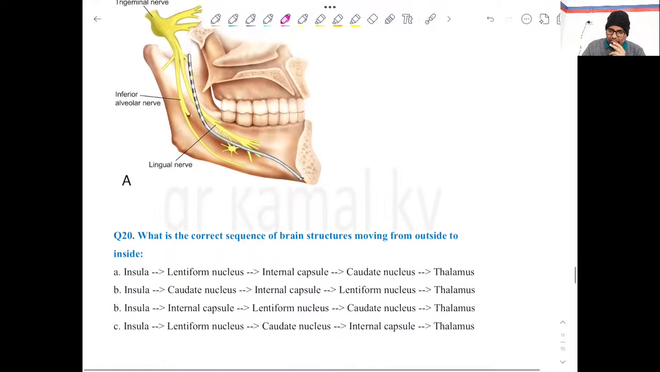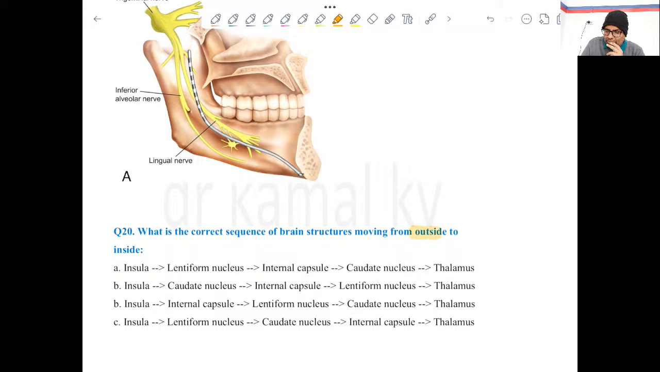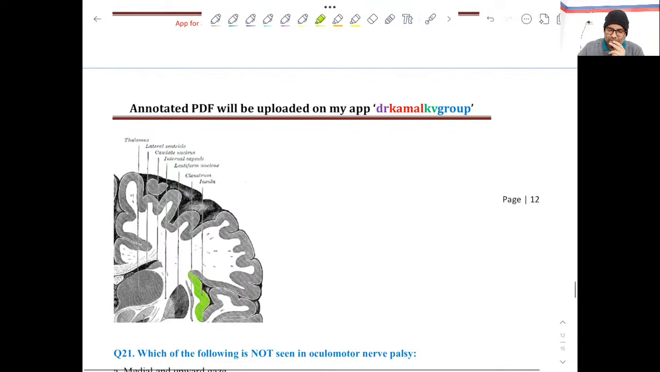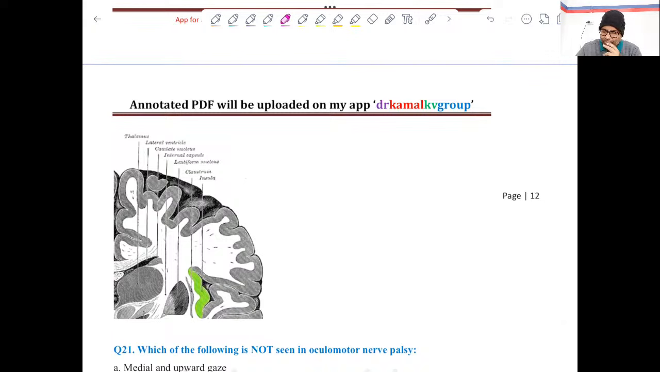Now, moving forward, what is the correct sequence of brain structures moving from outside to inside? So let us take the image first. Now what happens here, you can see, suppose this is the insular cortex or insula, right? After that you will see this is the putamen. Clear? Deep to the putamen are the globus pallidus externa and globus pallidus interna, right? So there is putamen and then globus pallidus externa, globus pallidus interna. Clear?